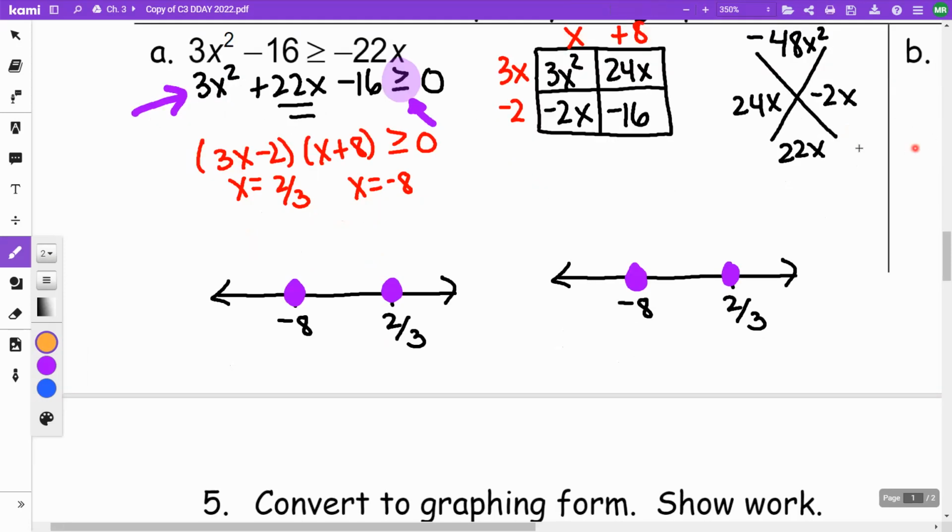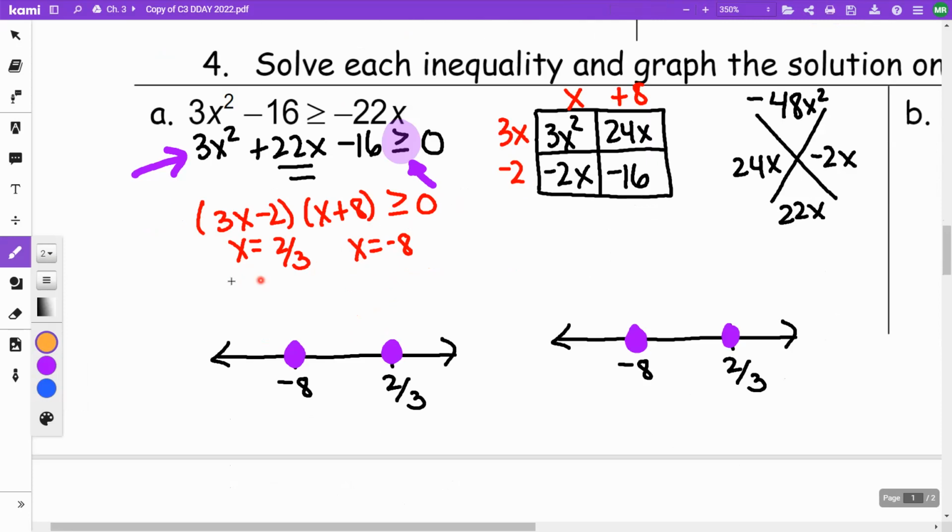And let me just get my cursor again here. Okay, thinking about the parabola. This would be a positive parabola, so it'd be starting above. It's positive, it opens up. So I'm above at 0, then below 0, then at 0, above.